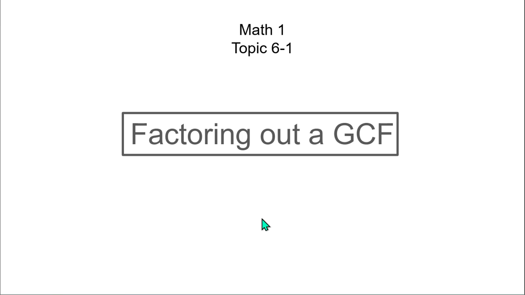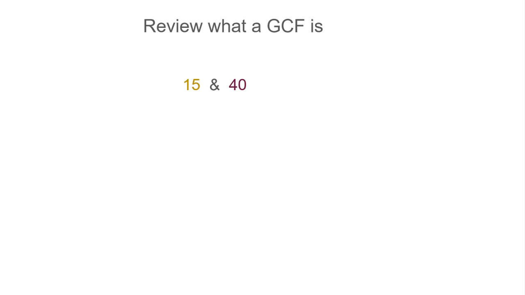Hello and welcome. Today we're going to learn how to factor out the GCF from a polynomial. First, let's review what a GCF is. You probably learned about them when you learned how to simplify fractions. If you are already familiar with GCFs in that arithmetic sense, then you can skip ahead using the timestamps.